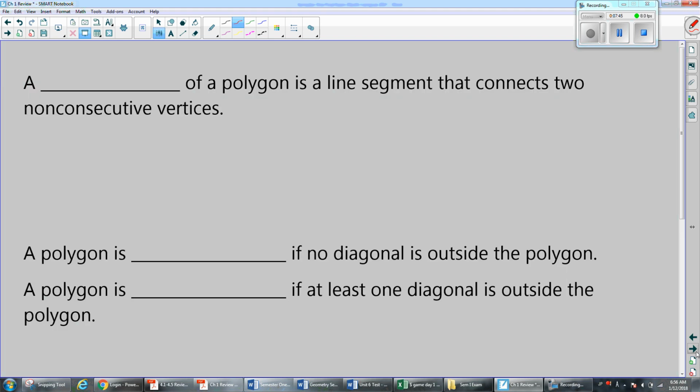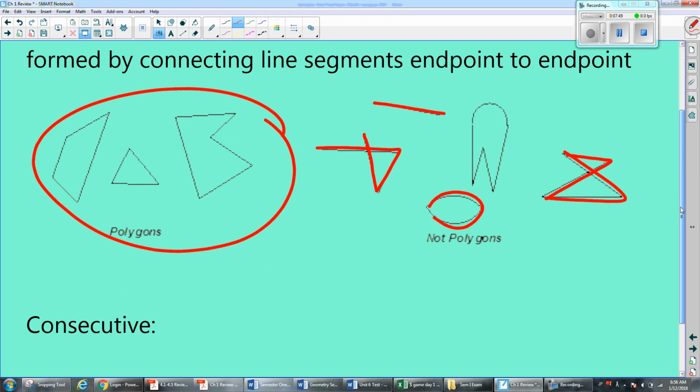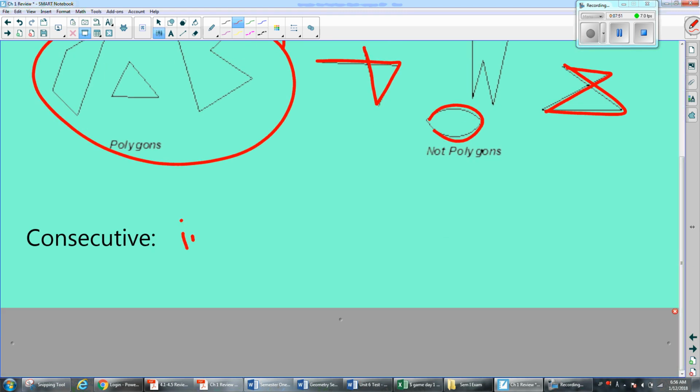Okay, oops. There should be the word consecutive on there. That word means in a row. So if I said consecutive vertices, they're right next to each other. Consecutive sides, they're right next to each other.